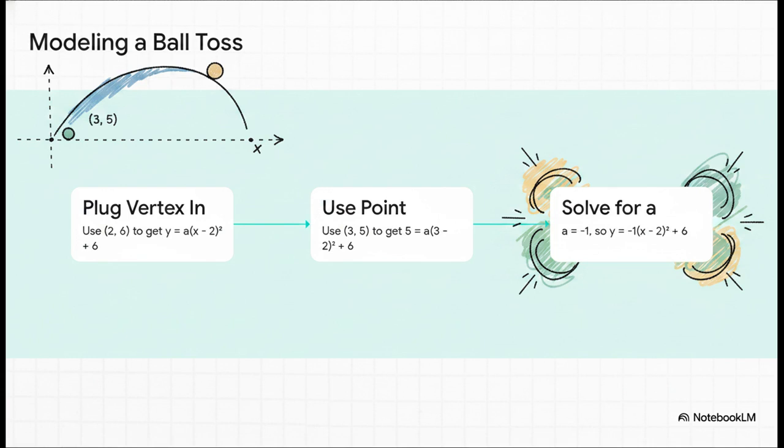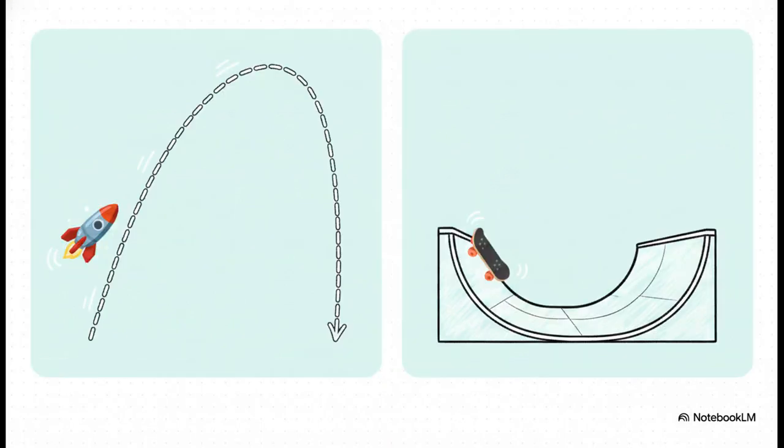And just like that, we have everything we need for our final equation. y equals -1 times the quantity x minus 2 squared plus 6. You guys just mathematically modeled physical reality. How cool is that? And this brilliantly illustrates how the exact same logical steps apply across completely different scenarios.